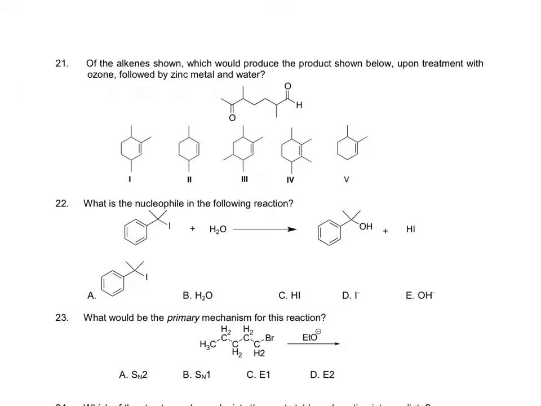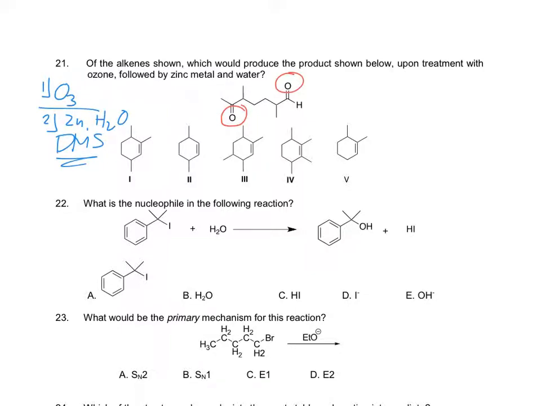Okay, so number 21. Of these shown, which would produce the product below upon treatment with ozone, followed by zinc metal and water? So this is the ozonolysis reaction, and we talked about this in class, O3 and then zinc and water. We might have used DMS in class, but they both do the same thing. And so what you could do is connect these two oxygens, remove the oxygens, connect the double bonds together, and figure out how it would look.